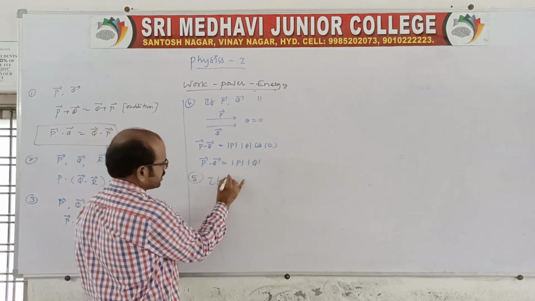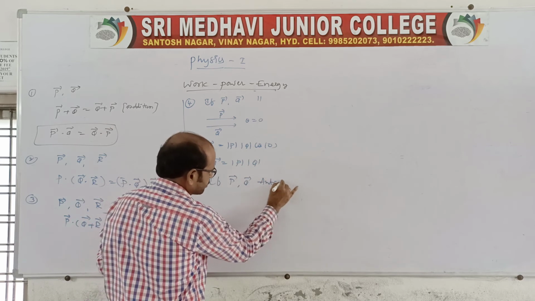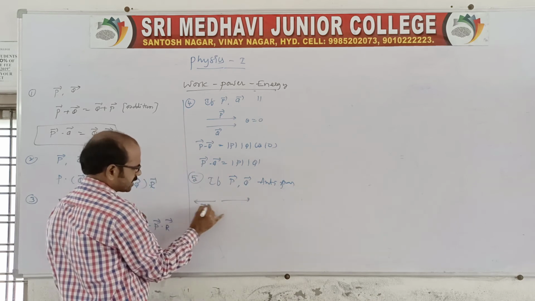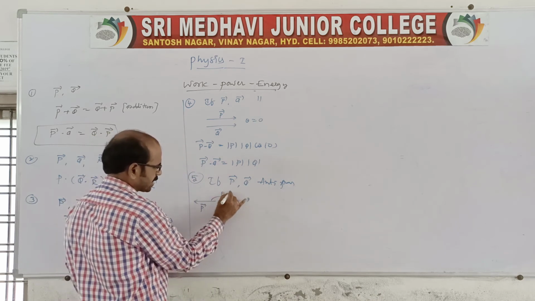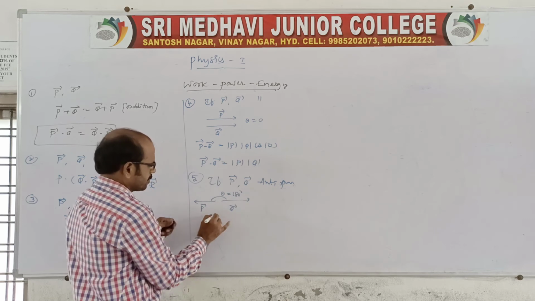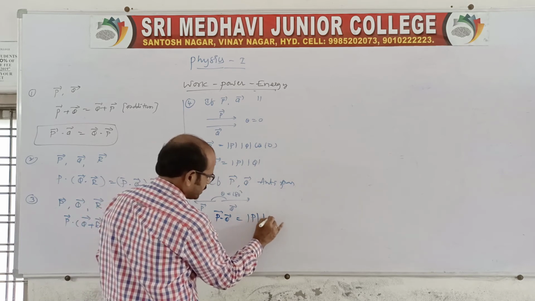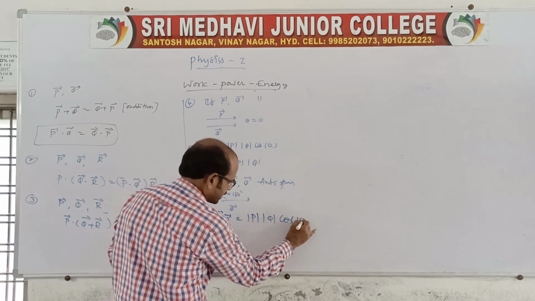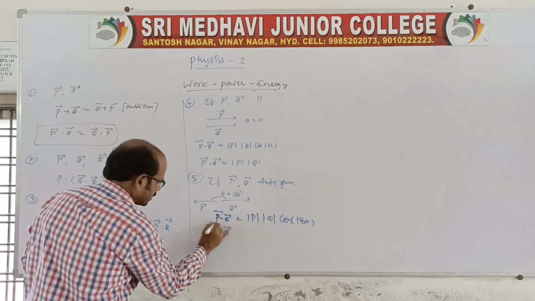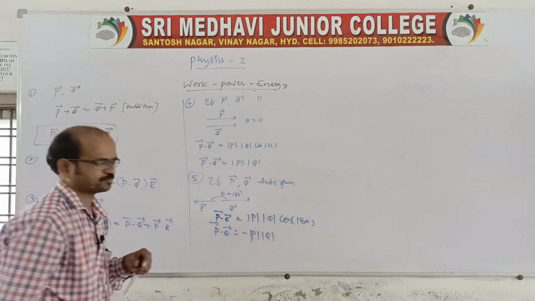If P, Q are anti-parallel, you say anti-parallel. That means here both are in opposite directions, P vector and Q vector. There will be an angle of 180. So for 180 what happens? Here you write P dot Q is equal to magnitude of P, magnitude of Q cos 180. So cos 180 will be minus 1. So P dot Q is equal to minus magnitude of P, magnitude of Q.